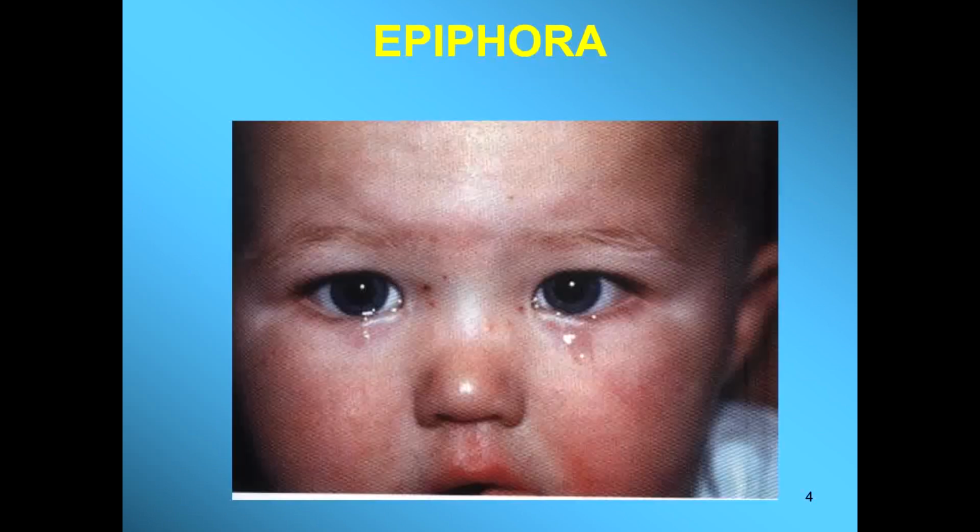In this picture, you can see that there is no eversion of the lid margin, but still there is tearing from the eye. Usually such kids are under the age of 1 year and they suffer from nasolacrimal duct blockage.